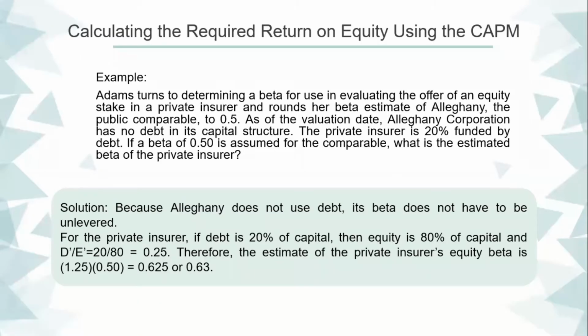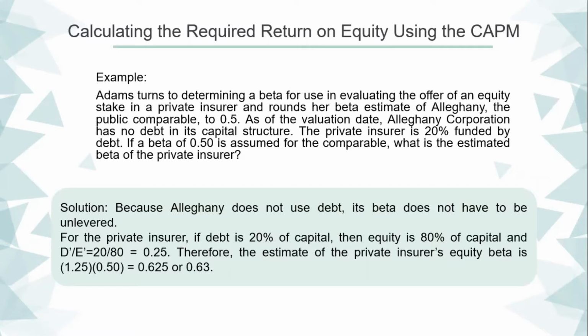Next is the example of calculating the required return on equity using the capital asset pricing model. Assume we are determining a beta for use in evaluating the offer of an equity stake in the private insurer, and we found a beta estimate of Allegheny, the public comparable, of 0.5. As of the valuation date, Allegheny Corporation has no debt in its capital structure, while the private insurer is 20% funded by debt. If a beta of 0.5 is assumed for the comparable, what is the estimated beta of the private insurer?